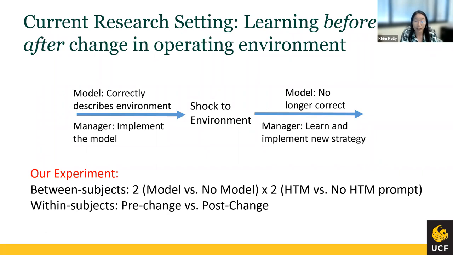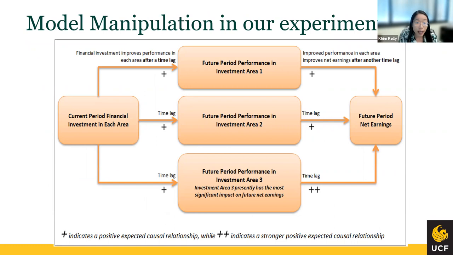Now I'm going to talk about my hypothesis, what we expect. Oh, sorry, I was going to show you the model manipulation first. This is what the model manipulation looks like. I have three investment areas, area one, area two, area three. For those people who had the model, I tell them that the current period investment in an area is going to improve the performance in that area. And then the performance in that area is going to improve future period net earnings. So I tell them there is a time lag. And more importantly, I tell them that area three has the most significant impact on future net earnings. This is the pre-change. In the post-change periods, area two becomes more important. But in the pre-change period, this correctly depicts the underlying relationships between investment in each area and net earnings.